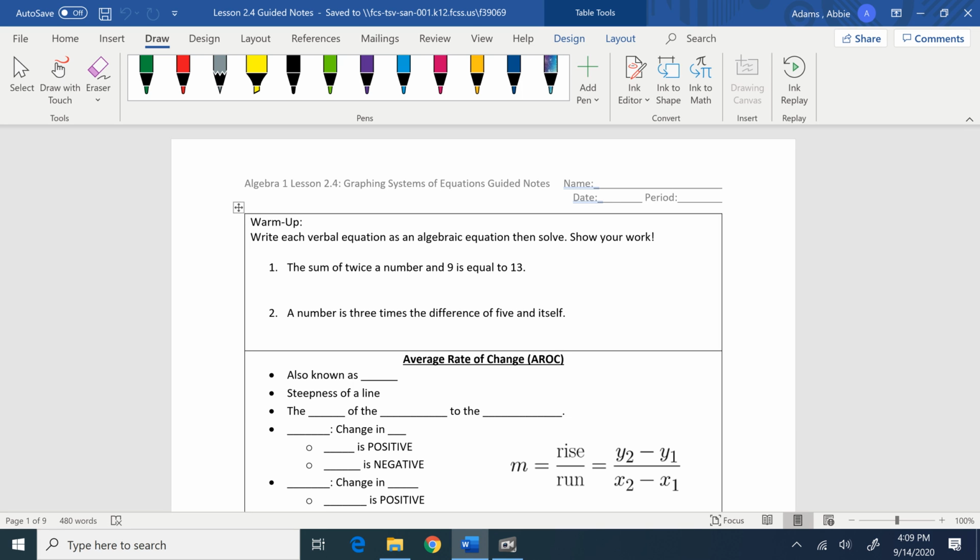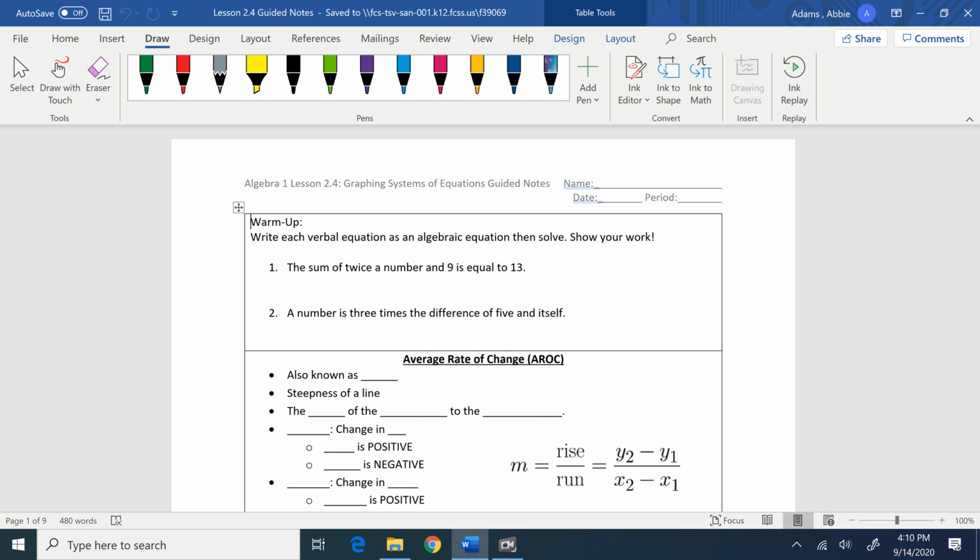Before we get into the meat of our instruction today, we're going to look at the warm-up. The warm-up goes over lessons 2.1 and 2.2, and this is also what you just had your graded practice over. It says to write each verbal equation as an algebraic equation, then solve, and to show your work.